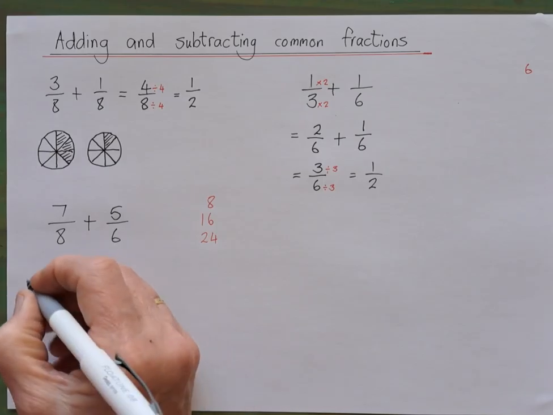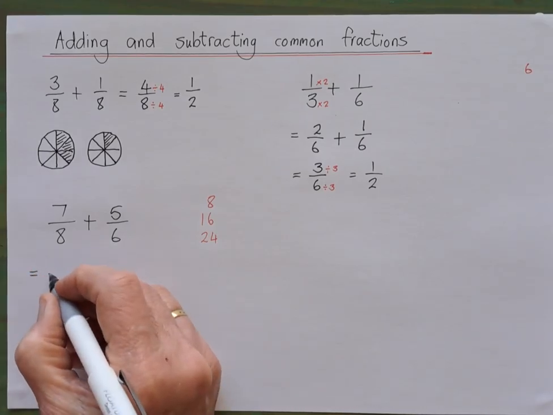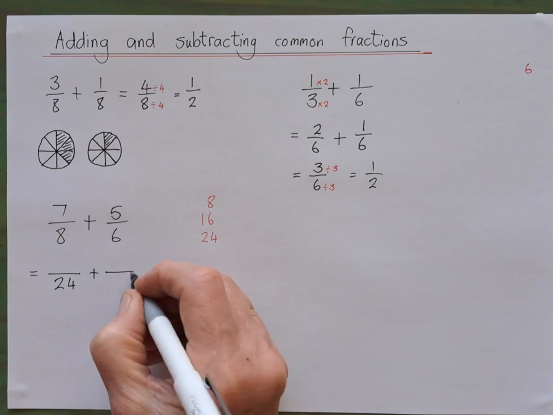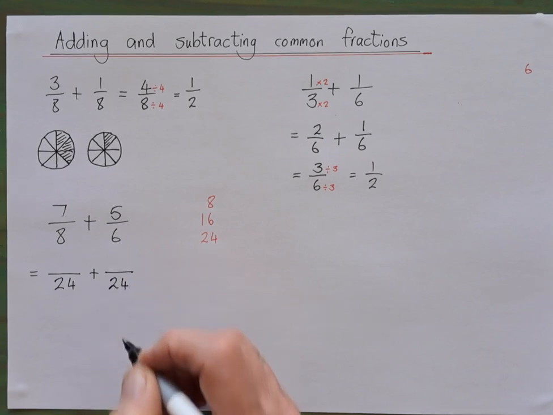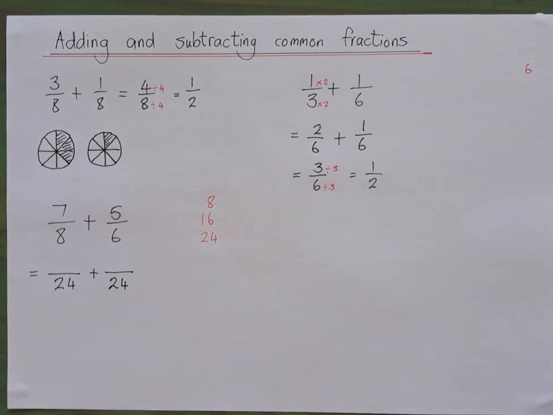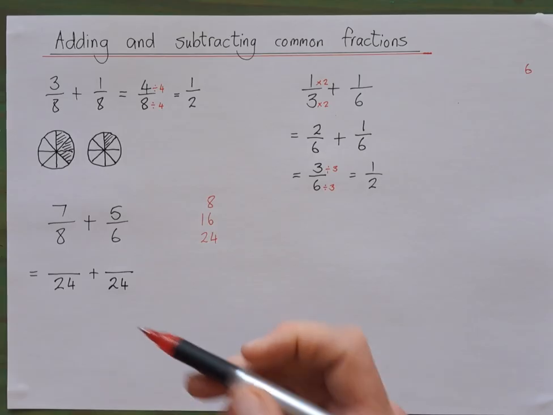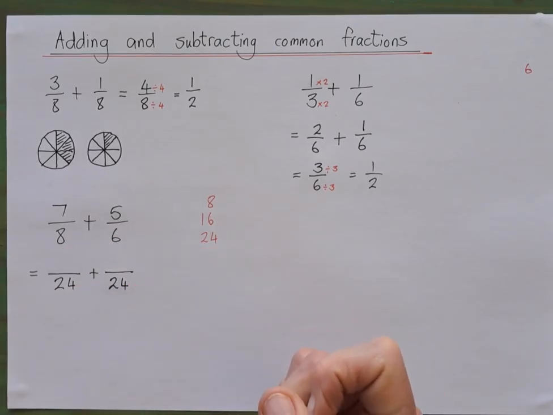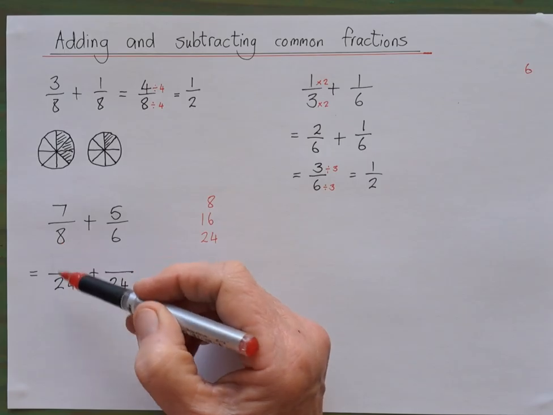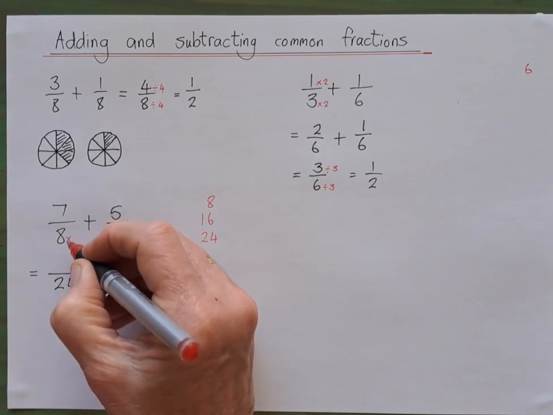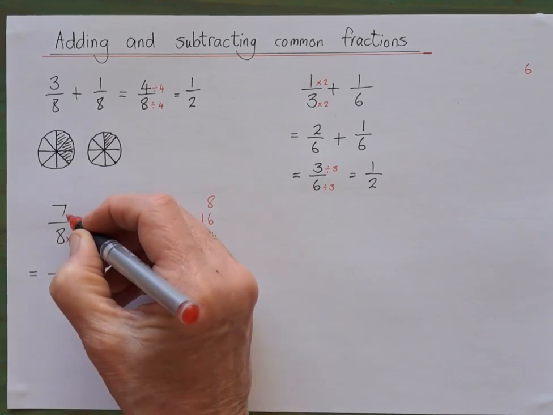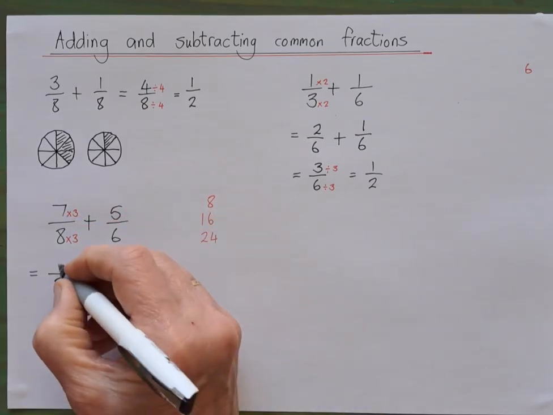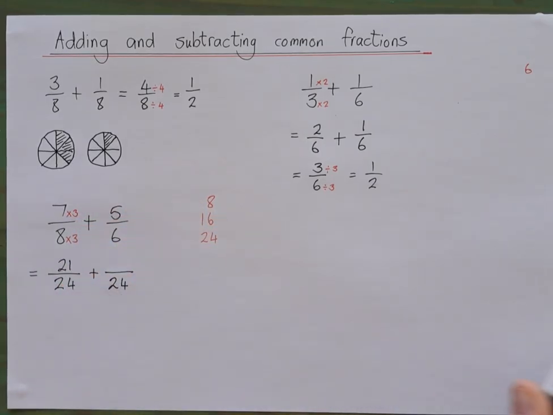Yes. So now I just set up my sum as being something over 24 plus something over 24. Right, now to find my numerators. In this case, both denominators change to become the LCD. So how did 8 become 24? I multiplied it by 3. Therefore, I multiply the top by 3 and I get a numerator of 21.